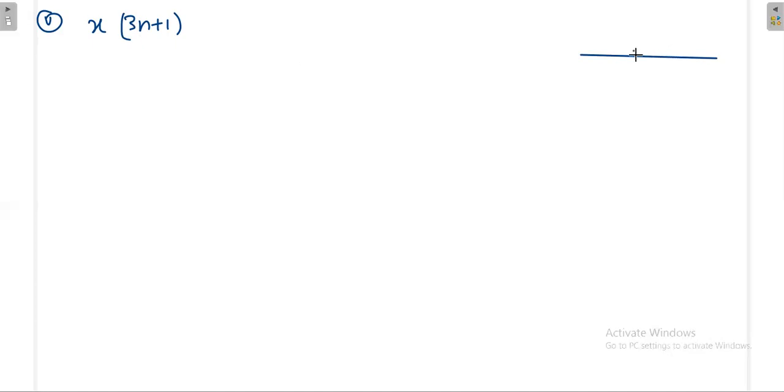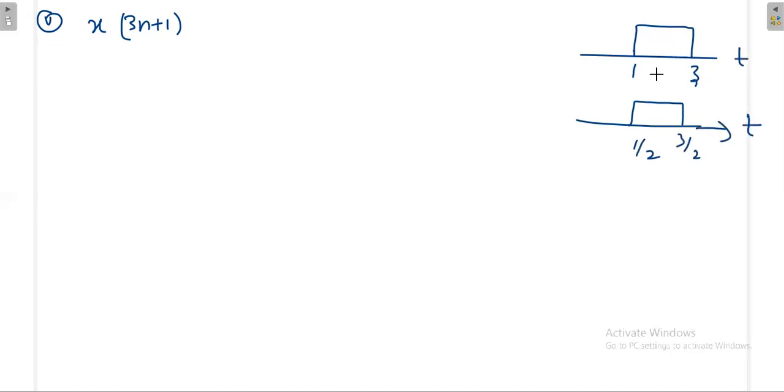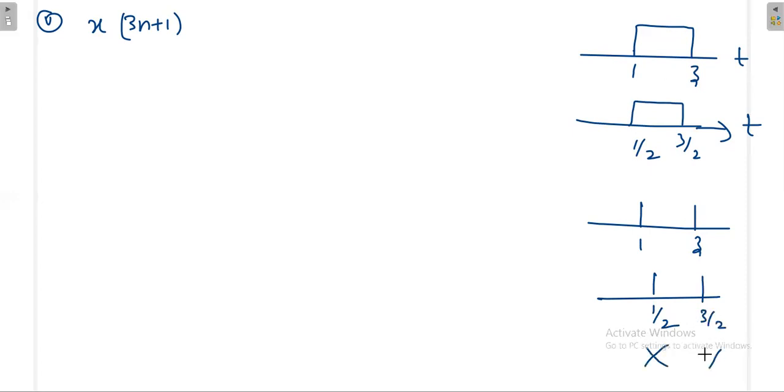So for example, suppose some diagram is like this, 1, 2, 3. If I do the scaling by the factor of 2, then this will become 1 by 2 and 3 by 2, because this is allowed in the continuous domain. In the continuous domain, any value is allowed. But in discrete, I cannot do like that, because suppose in the discrete, some values are at 1 and 3, then if I divide by 2, then 1 by 2 and 3 by 2, both are not valid.